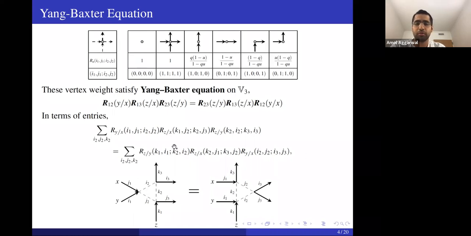So that's the left side. On the right side, I have a similar diagram, except now I push the Z line over to the left of the cross, and I get something that looks like this. So the Yang-Baxter equation, informally speaking, tells me that I can push lines through crosses, and that doesn't change partition functions. So far I've just talked about the fundamental solution to the Yang-Baxter equation, but I now want to get new solutions from this fundamental one.